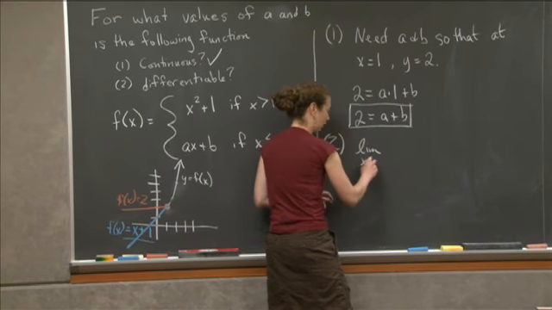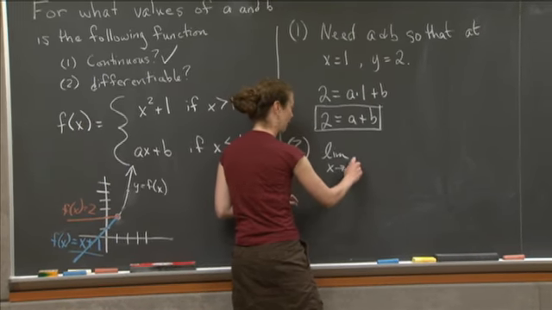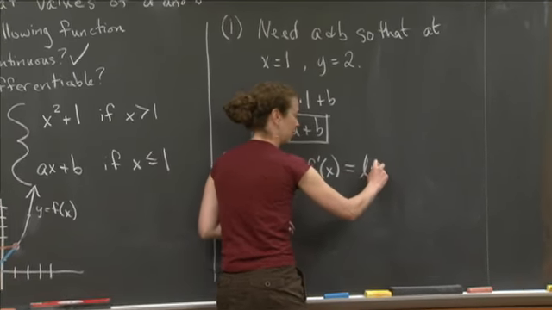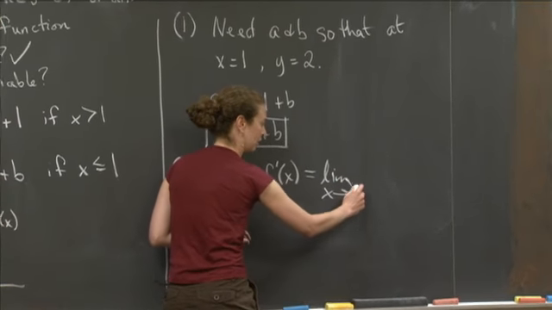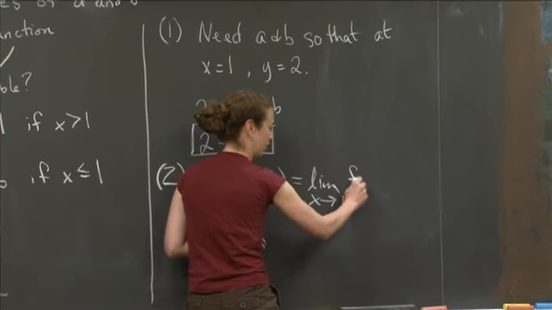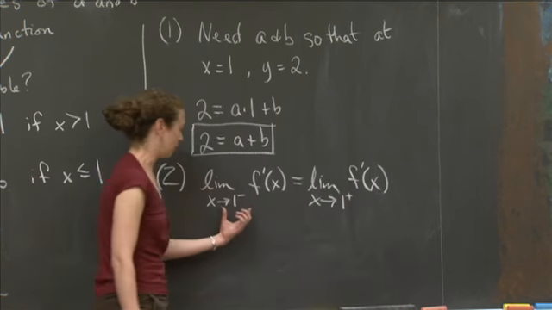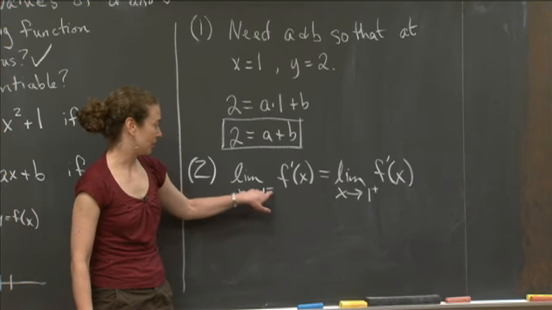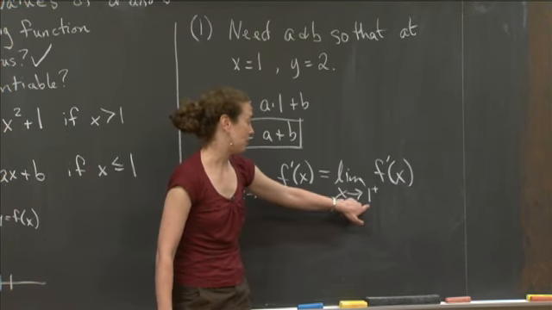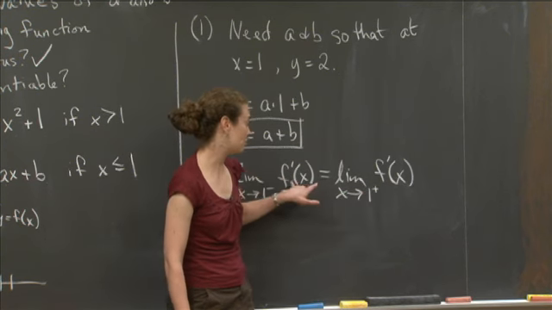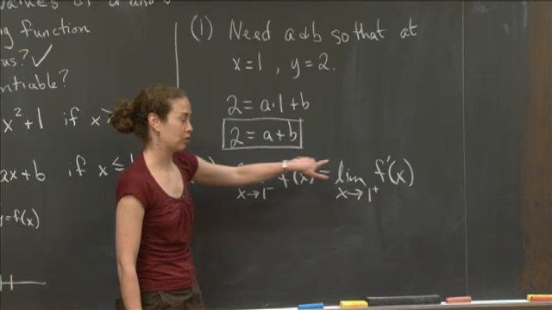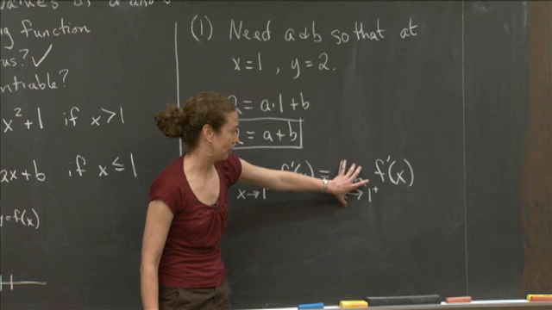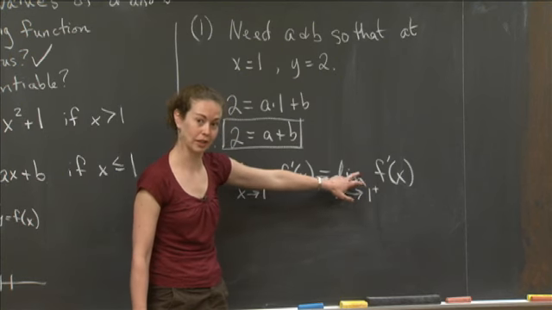The limit as x goes to 1 from the left of f prime of x has to equal the limit as x goes to 1 from the right of f prime of x. I think you saw this notation already. Limits coming in from the left are designated by a minus sign. Limits coming in from the right are designated by a plus sign. So we need these two limits to agree in order for the function to have a well-defined derivative at that point. So let's figure out what this is, because we have the function here.